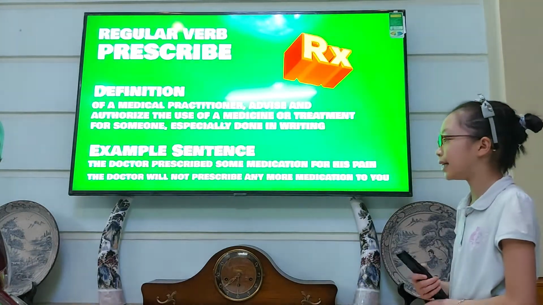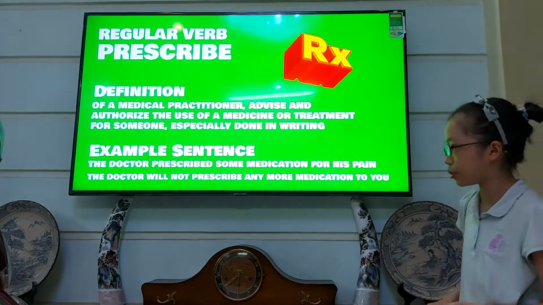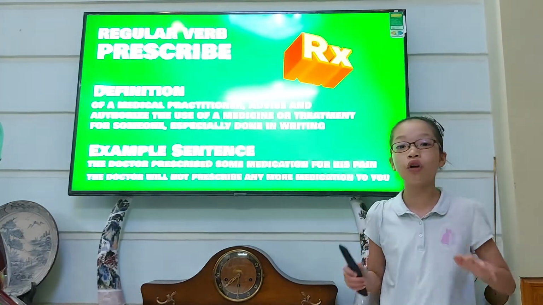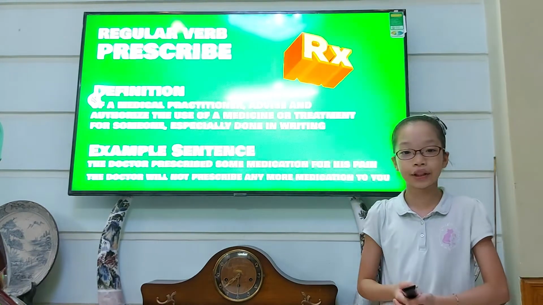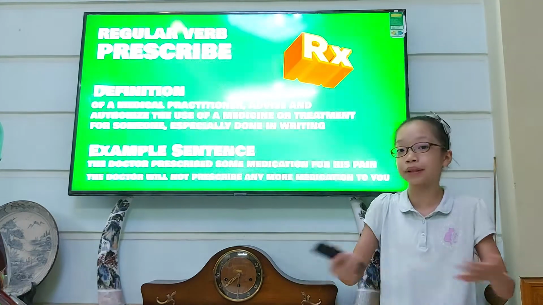The second sentence, the doctor will not prescribe any more medication to you. That means the doctor said that you don't have to take medicine anymore. So he doesn't have to write any prescription.